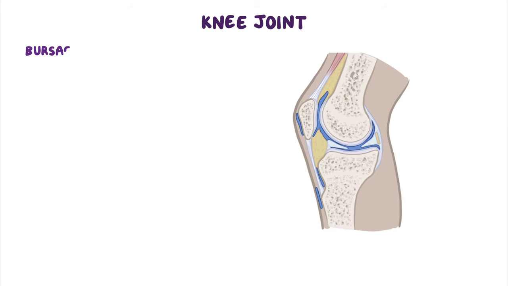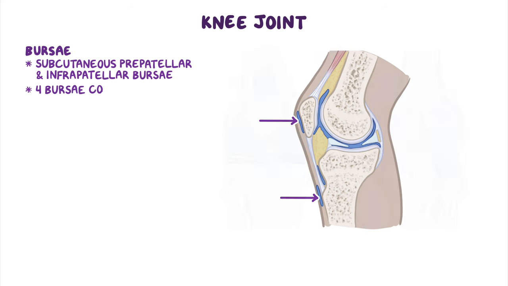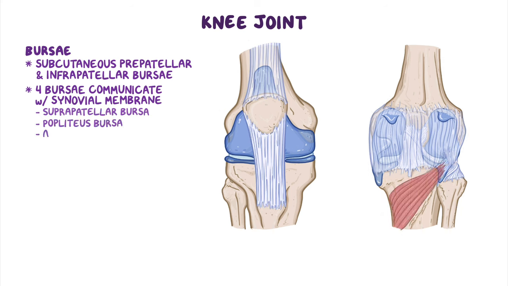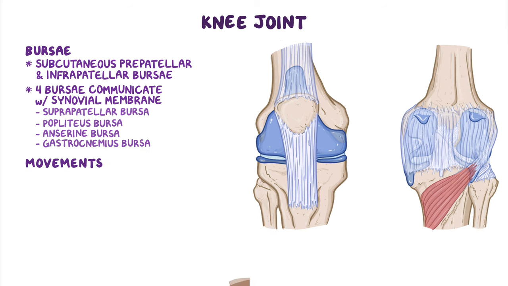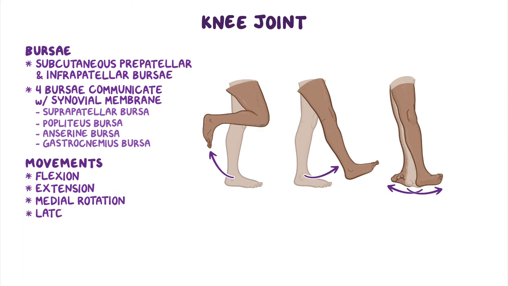The important bursae around the knee are the subcutaneous prepatellar and infrapatellar bursae, and the four bursae that communicate with the synovial cavity of the knee joint: the suprapatellar bursa, the popliteus bursa, the anserine bursa, and finally, the gastrocnemius bursa. Knee joint movements include flexion, extension, medial rotation, and lateral rotation.